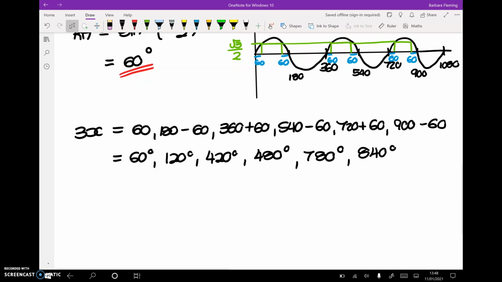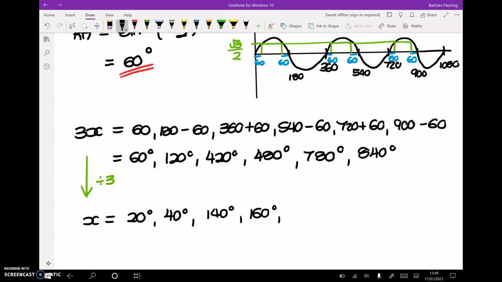So those are all our answers for 3x, but remember you've got to do your final step, reverse your process, divide by 3 to find your x values, and we will get 20 degrees, 40 degrees, 140 degrees, 160 degrees, 260 degrees, 280 degrees. That is your final answer with all your x values. Notice that those final answers do lie between 0 and 360, your original domain, which they should do. And that's you.